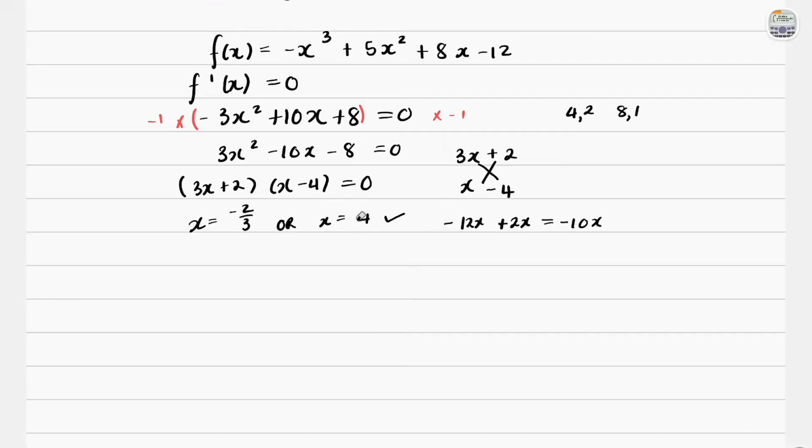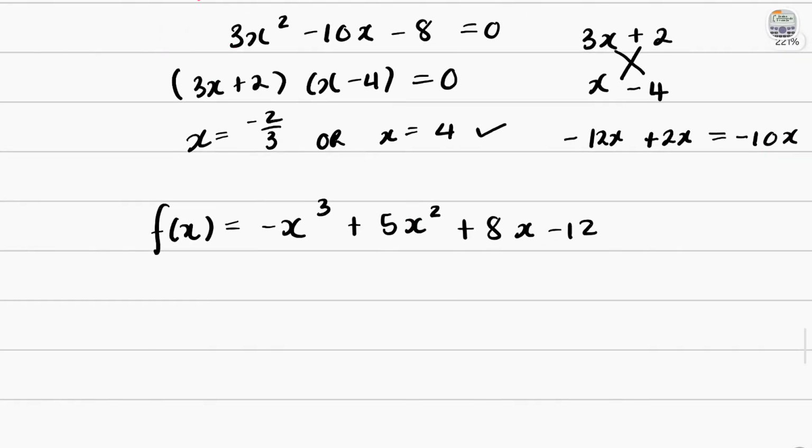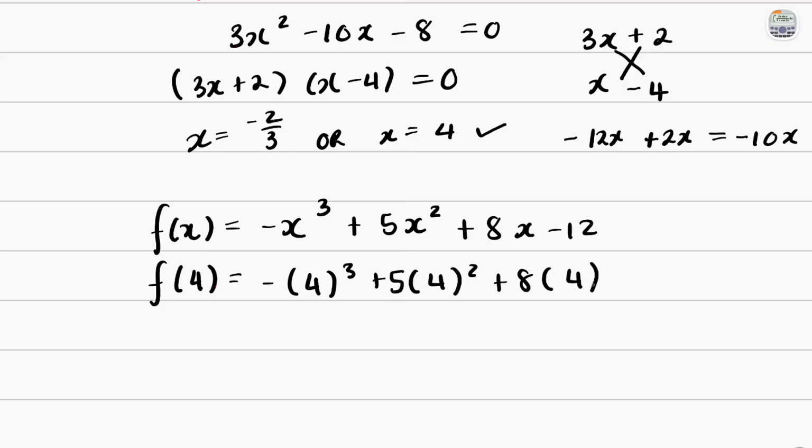So let's find the y value belonging to this x value. We can find that by taking this x value and substituting it into the original function. So this is our original and we'll substitute it. So we're saying x is equal to 4 here. So we'll say f of, and in place of x, we say 4 equals -4 cubed plus 5 times 4 squared plus 8 times 4 minus 12. And let's find out what f of 4 is.